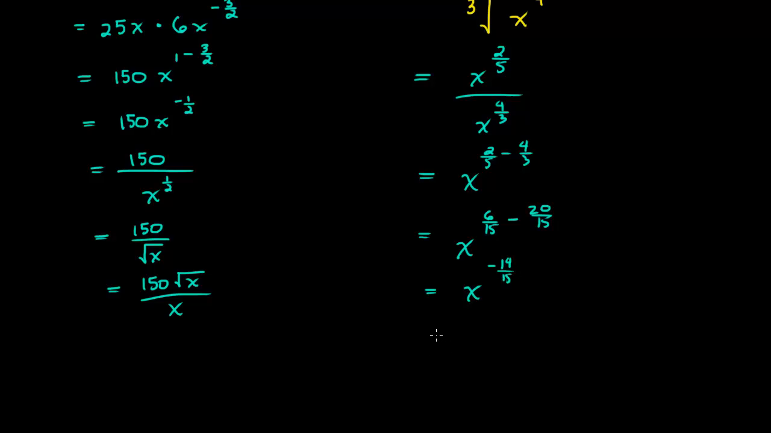To rewrite this with a positive exponent, I can take the reciprocal, and write this as 1 over x to the power of 14 over 15. And as a radical, this is equal to 1 over the 15th root of x to the power of 14.